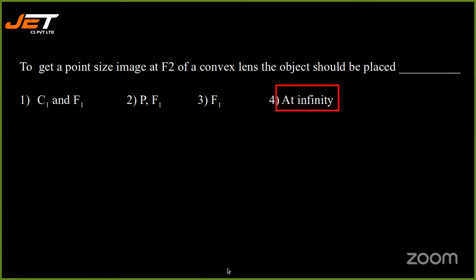Because rays that are coming from infinity will be parallel to the principal axis, and once they pass through the convex lens, they will converge at a point called the focus, right? That is what we have learned in the ray diagram. Once you draw the ray diagram, you will understand.